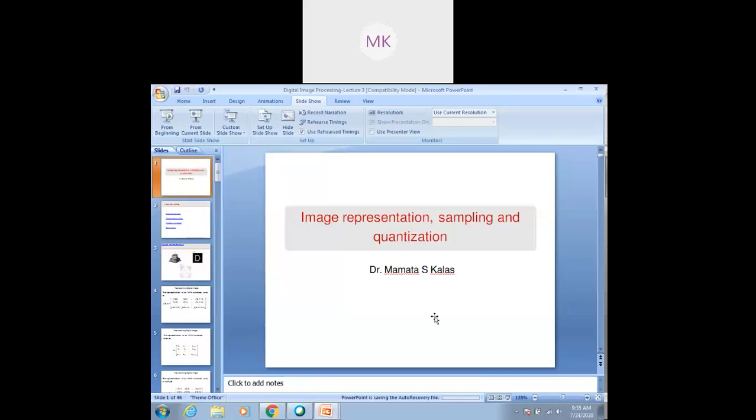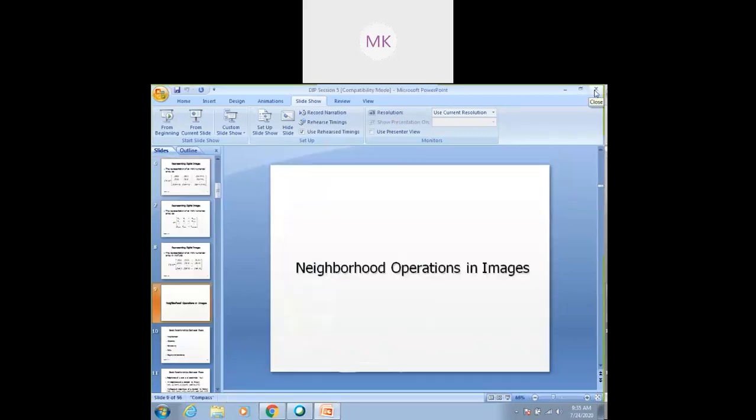So all these are about the representation of an image, and how to perform sampling and quantization. Next we are going to consider neighborhood operations in images, as well as some mathematical operations on the images. If you have any doubts, you can message me in the chat box.